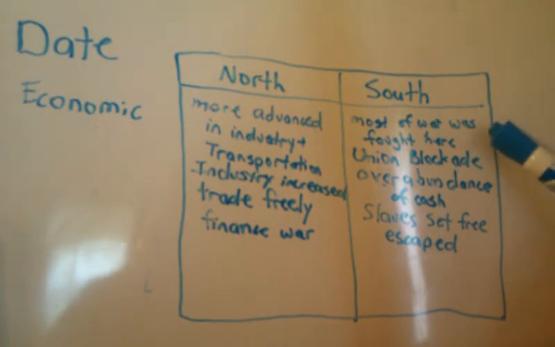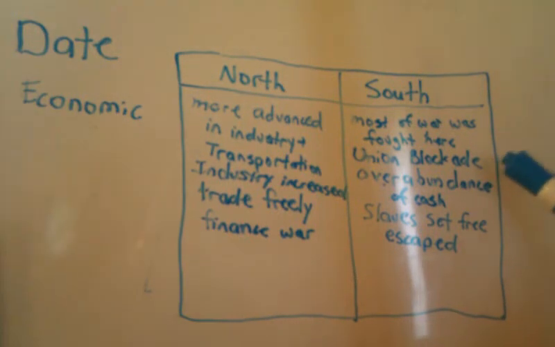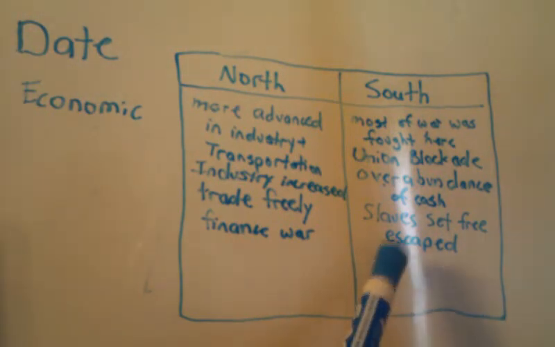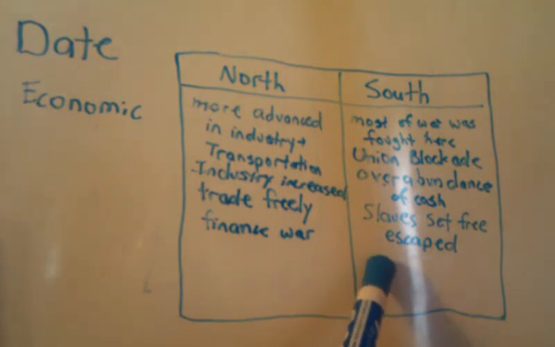land was destroyed. Much of the industries that they did have were destroyed. Remember the Union blockade? It's blocking the ports so they can't trade. So in an effort to solve the problem, they overprinted cash, which made it worth hardly anything. Their main workers were the slaves, and they were set free or escaped. So the South is hurt worse economically.